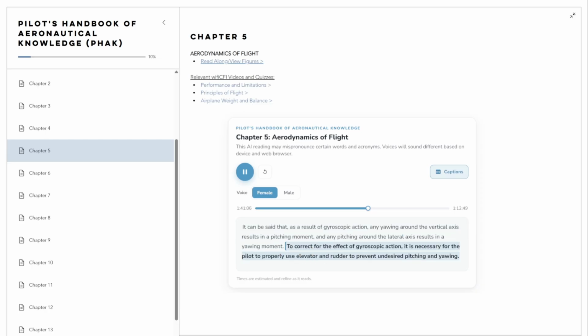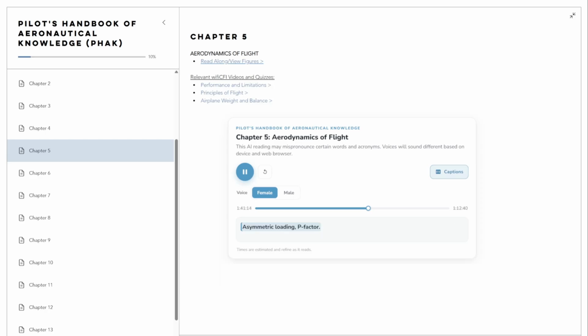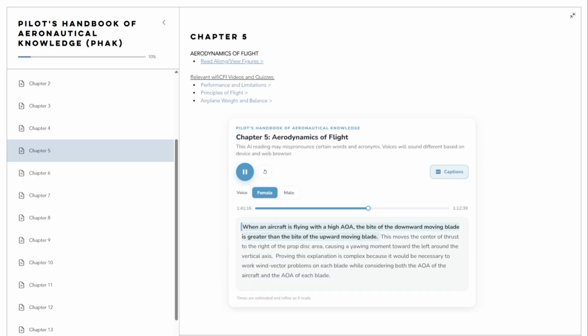To correct for the effect of gyroscopic action, it is necessary for the pilot to properly use elevator and rudder to prevent undesired pitching and yawing. Asymmetric loading, P factor. When an aircraft is flying with a high AOA, the bite of the downward moving blade is greater than the bite of the upward moving blade. This moves the center of thrust to the right of the prop disc area, causing a yawing moment toward the left around the vertical axis.